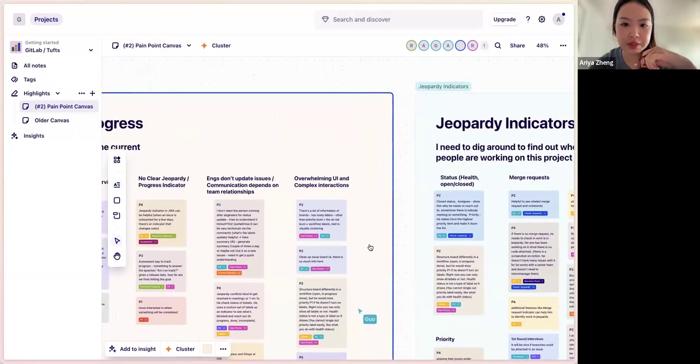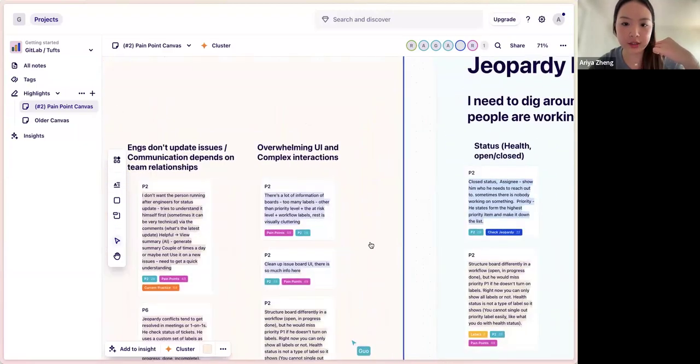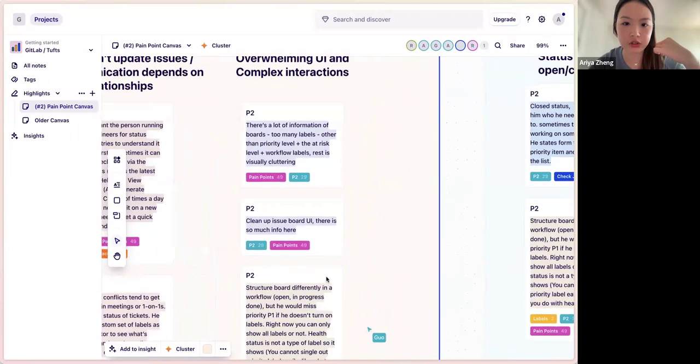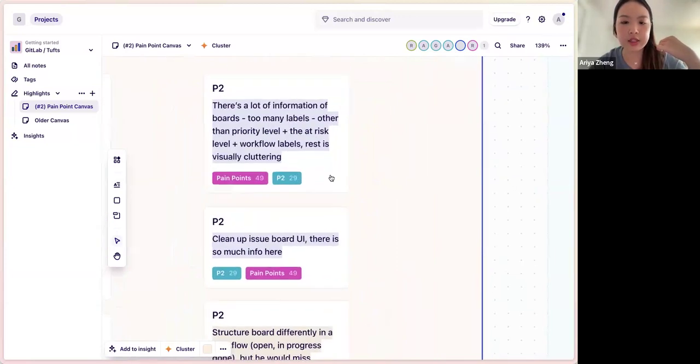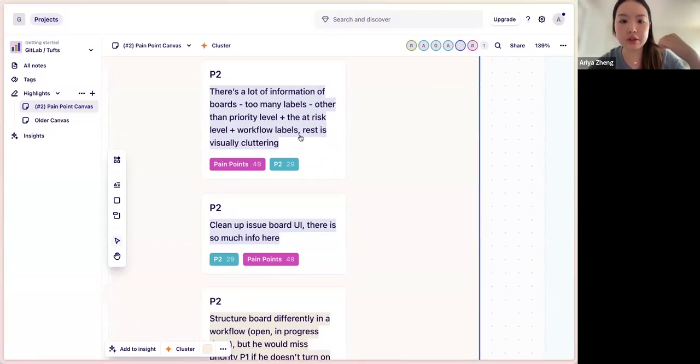And then I guess the last reason is the overwhelming UI and very complex interactions. They think there's way too much information on the boards that can distract them from just focusing on a planning task. And sometimes it feels like he only cares about the priority labels, the at-risk label and the workflow labels, and the rest is just visually cluttering. But currently there's no way to filter them out, because there's only a turn on and off one, or only show the risk level one, but there isn't one where you can filter out only these three.